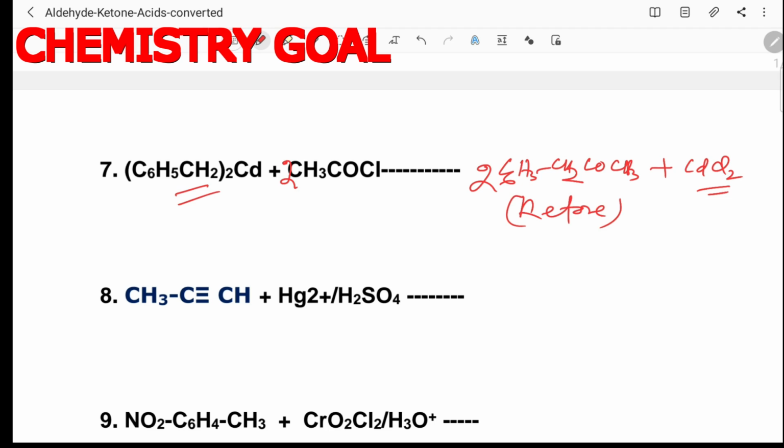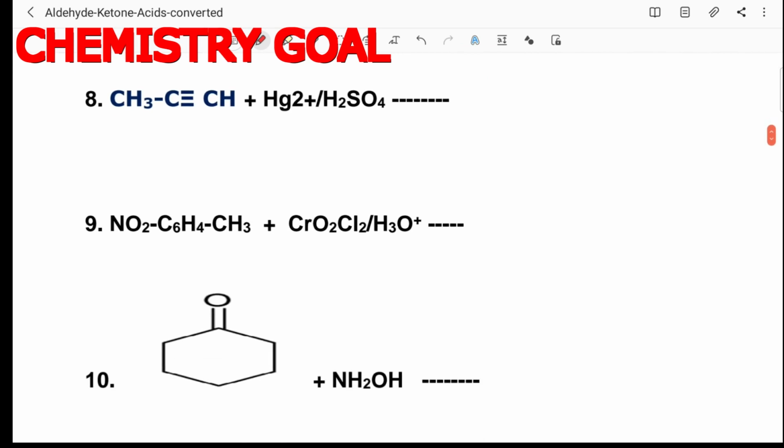Ketone is formed. It is a very important method of preparation of ketone. Dialkyl cadmium reacts with acid halide forming ketone. It is a very important reaction. Then reaction 8 is also very important, that is how you can convert alkyne to ketone and alkyne to aldehyde.